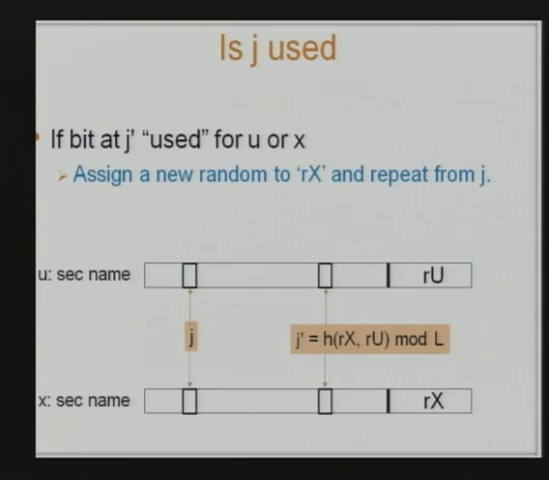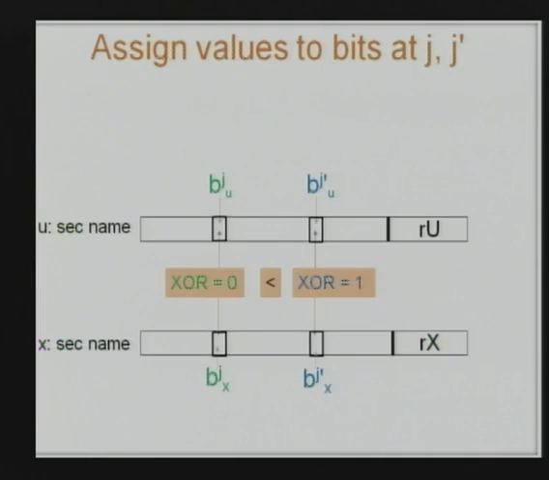Okay, and if either of them have been used, we repeat the procedure by taking new RU or new RX, or both of them. Okay, now we assign the values to each of the bit positions such that the sibling order test is valid.